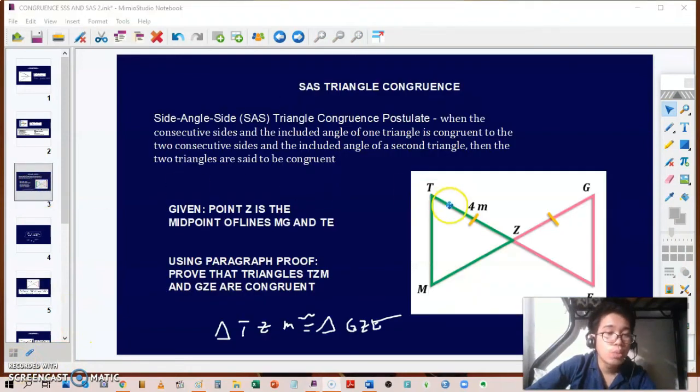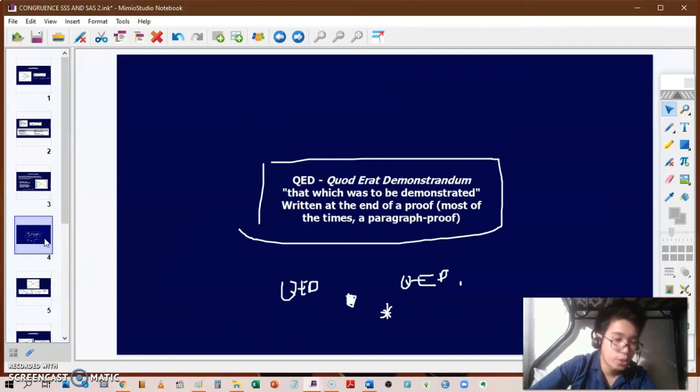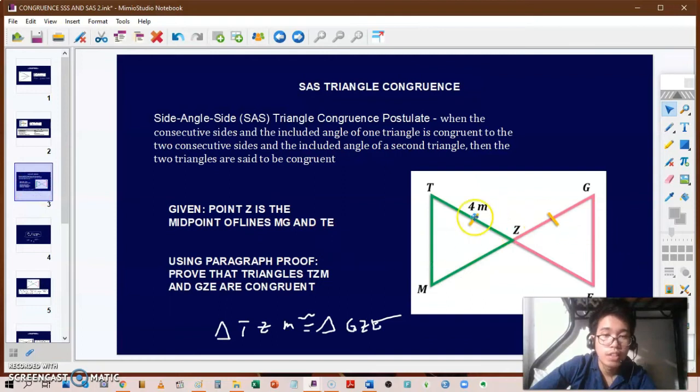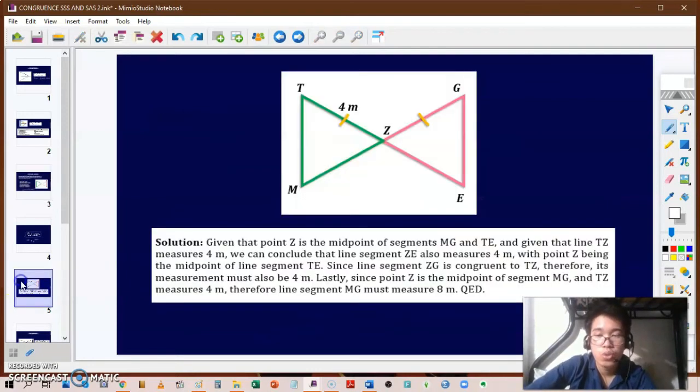Okay, again, guys, we want to prove that triangle TZM is congruent to triangle GZE. And we need to write a paragraph proof for that, and also include our QED, what we previously discussed. And we have here our proof. So given that point Z is the midpoint of segments MG and TE, that's one of the givens here. Point Z is the midpoint of lines MG and TE, of those two lines.